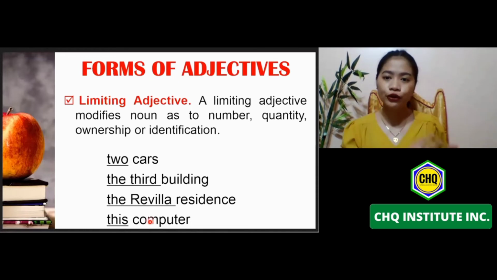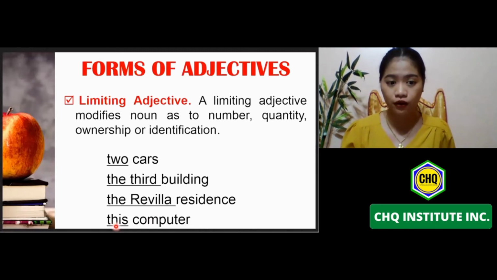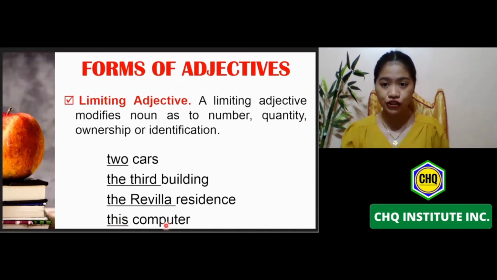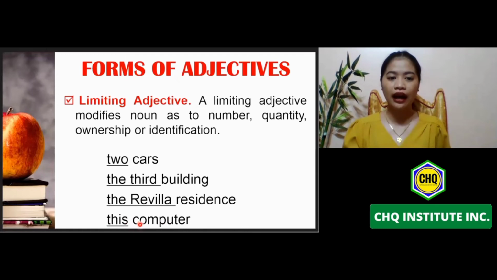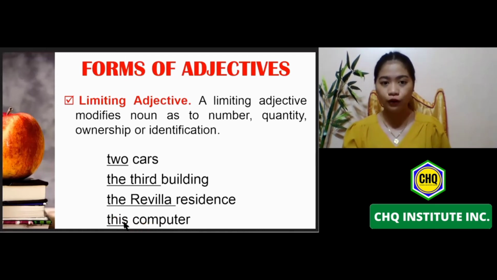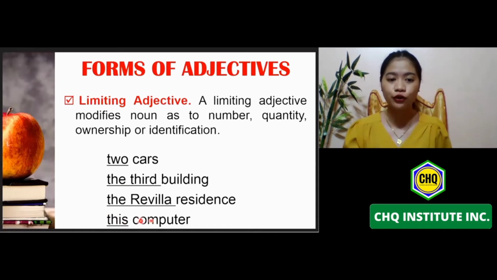When we reviewed our past lesson about pronouns, when we say this, that is an example of a demonstrative pronoun. So here po, this is what we call demonstrative adjective. Why? Because it tells us which one. So it answers the question, which one? So this refers to the noun, or this modifies or describes the noun computer.